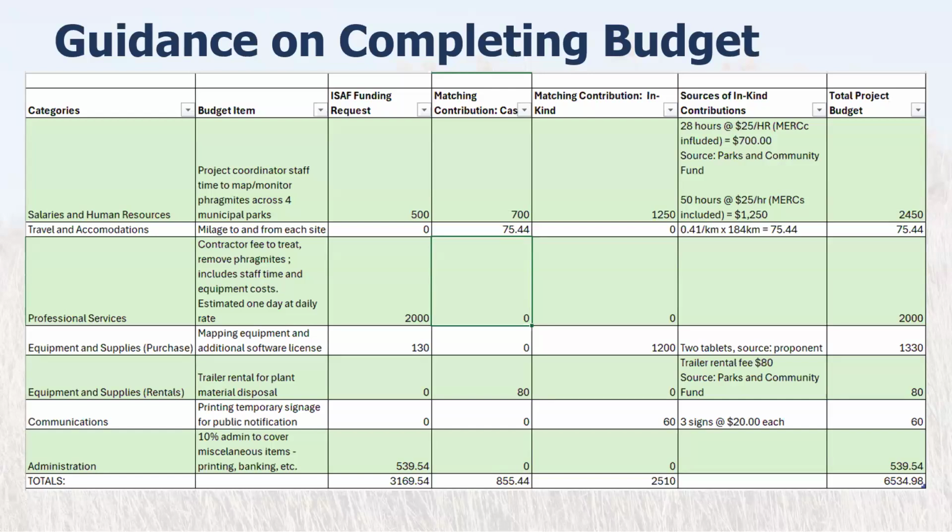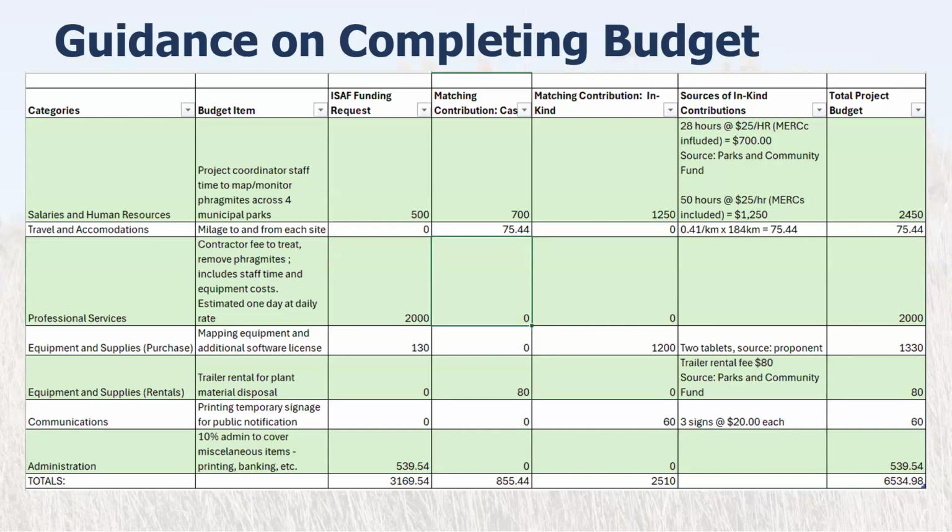So the overall budget line for salaries and human resources is $2,450. We've then got travel and accommodations. In this scenario, it's for mileage only. It can account for accommodations if a hotel stay is needed. In this situation, the applicant is contributing that $75.44, and that's based at 41 cents a kilometer, going 184 kilometers for $75.44.